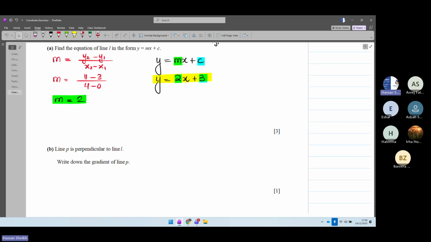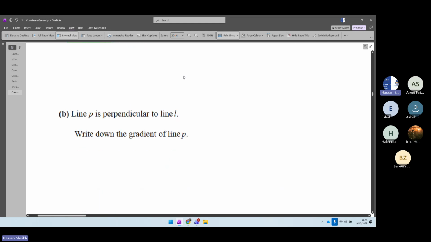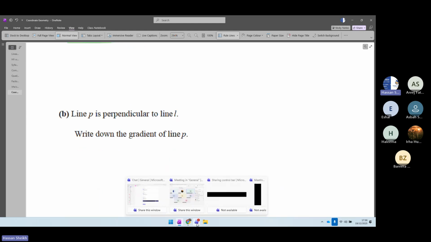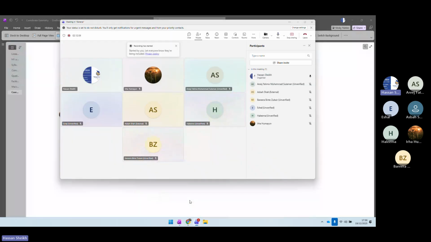Now in part B, that's something interesting. Line P is perpendicular to line L.